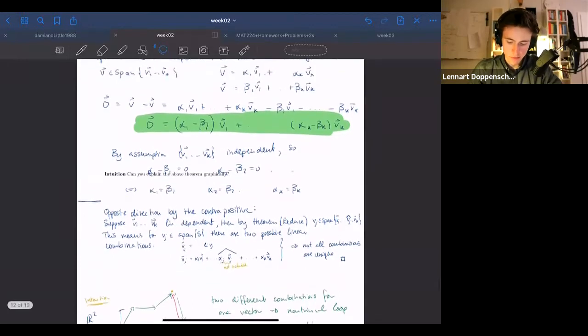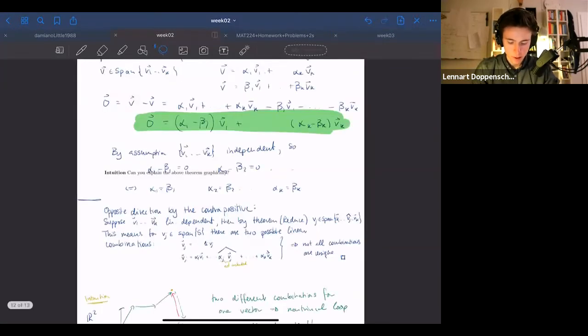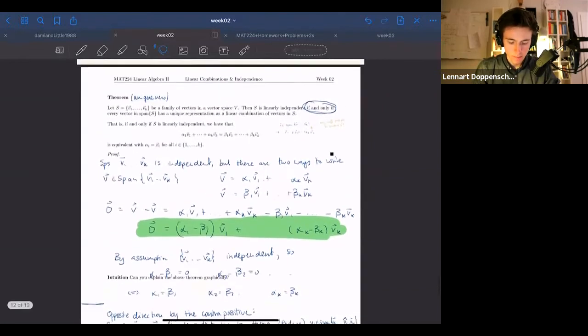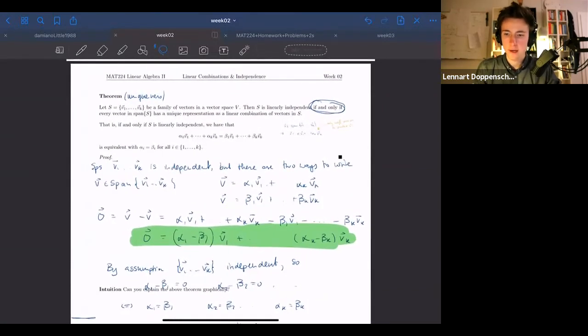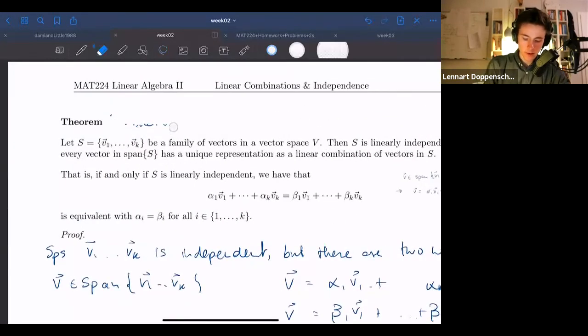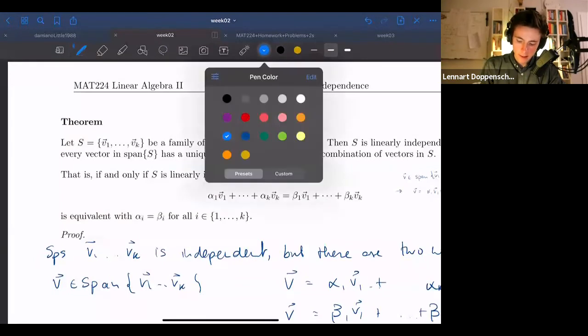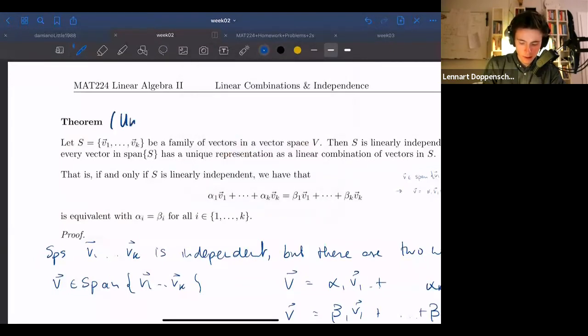Before we can actually start with bases and dimension and linear transformations, I promised you to go over this last theorem that we ended up with last week. After the lecture, I realized that I'm going to be using this theorem a couple of times this week, so I'm just going to give it a name. This is going to be the uniqueness theorem, so that you know which one I'm referring to. It might have a number in the book. I'm not certain at this point.